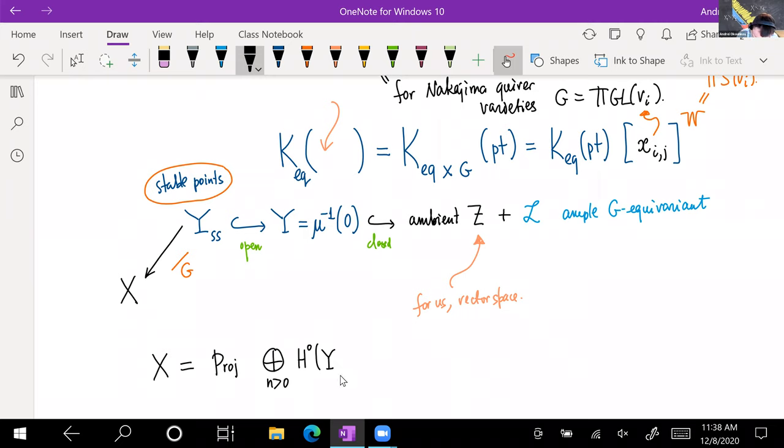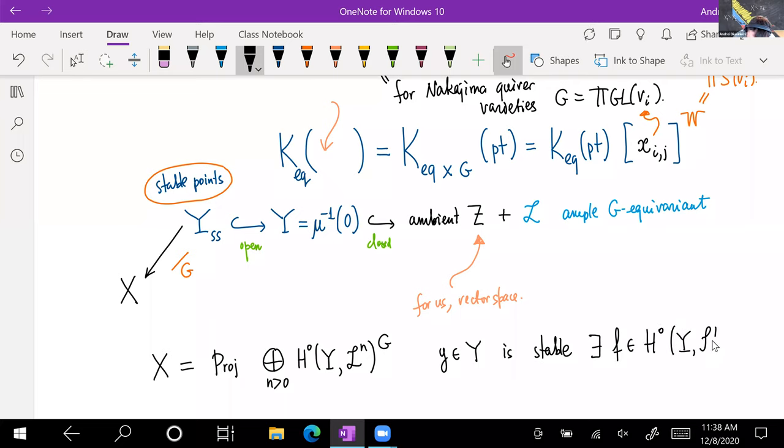Well, I restrict them to Y. So take L, N, and I take G invariants. So this means a point Y is stable. What was the approach? Approach means there has to be a non-zero section of this line bundle. So Y is stable if there exists F, a G invariant section of this line bundle, such that F is non-vanishing at Y.